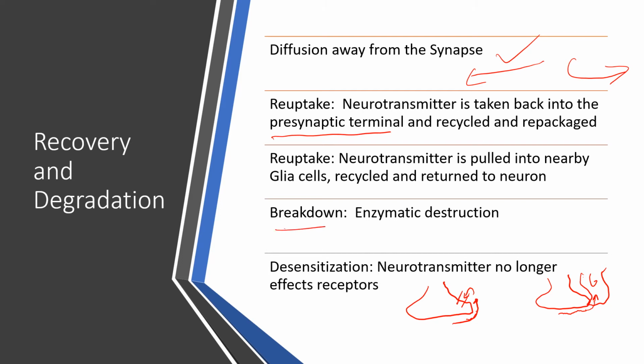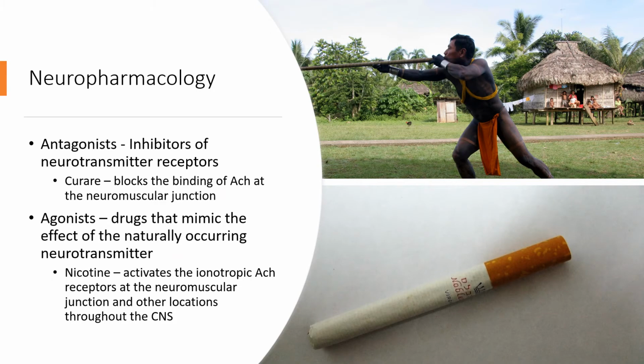We can also have breakdown via enzymatic destruction, so some kind of esterase that's going to go in there and break that neurotransmitter down. And then we can also have desensitization, meaning that the neurotransmitter just no longer affects the receptors. They just stop opening due to it because it's been around for too long and they're no longer responding. So we have those five options to get rid of neurotransmitter from the synaptic cleft.